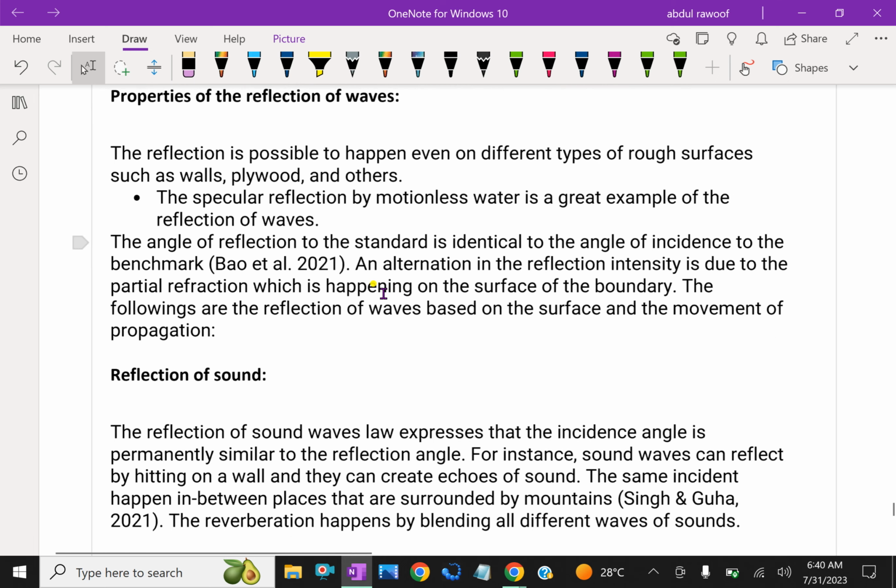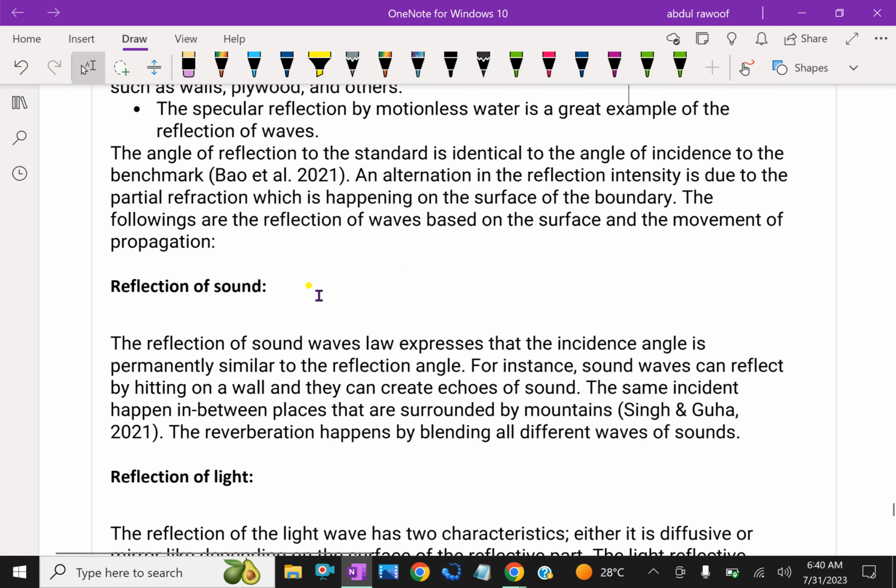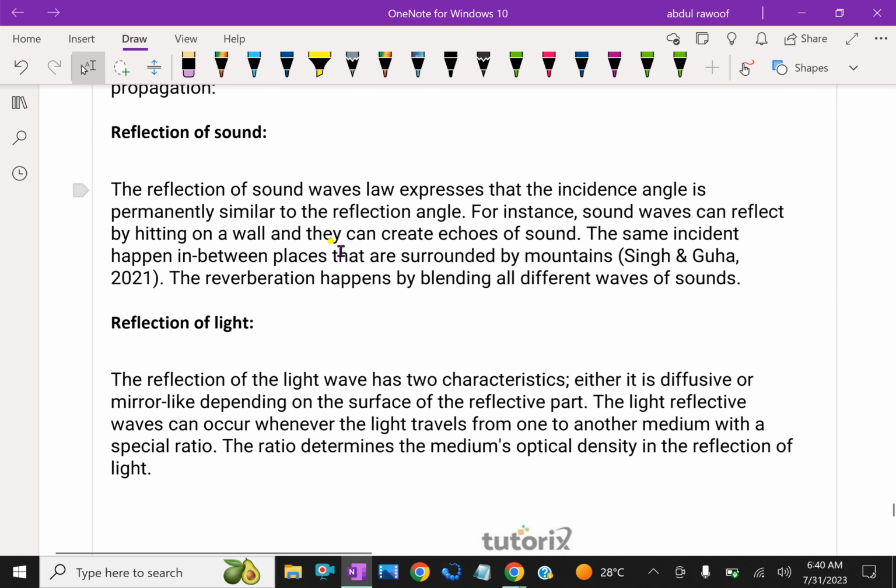Properties of reflected waves. Reflection can happen even on different types of rough surfaces such as walls, plywood and others. The specular reflection by still water is a great example of the reflection of waves. The angle of reflection is identical to the angle of incidence.